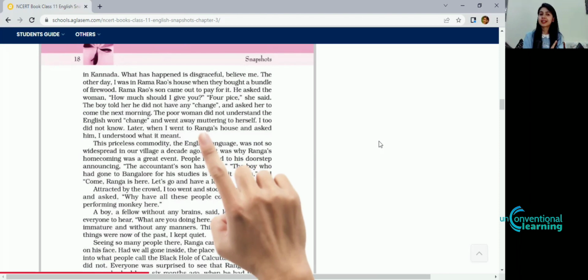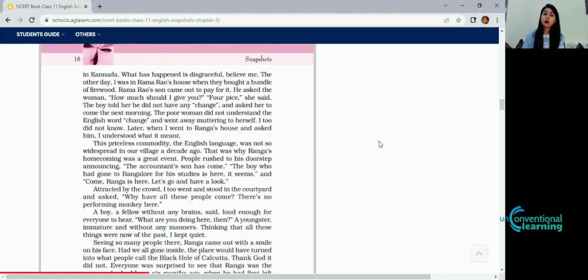And whom does the narrator go to in order to understand? See the line mentioned on the screen. He goes to Ranga's house to understand the meaning of change. So you can see here what's happening. He has gone to Ranga's house in order to understand the meaning of change.